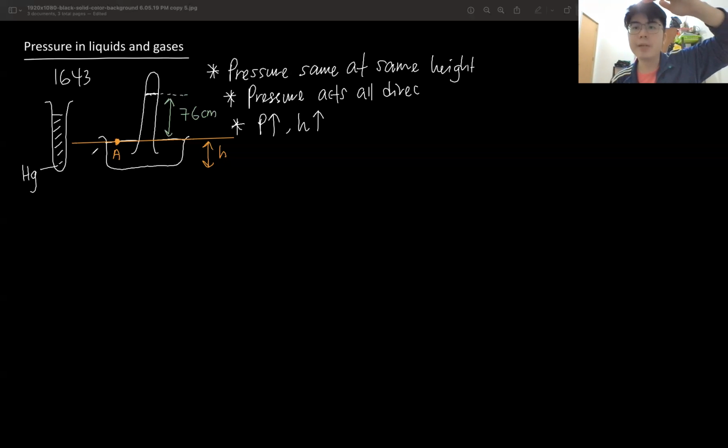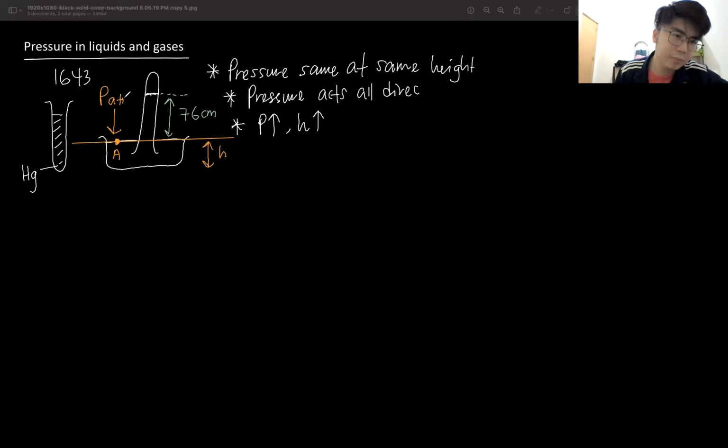You ask yourself, what is pressing on point A? Is there any liquid above it? There's no liquid above it, right? So there's no liquid pressure. Is there any air above it? Yes, atmosphere. So atmospheric pressure is acting on point A. Here I write P ATM, atmospheric pressure. Okay, now I pick another point, point B, inside the tube here.